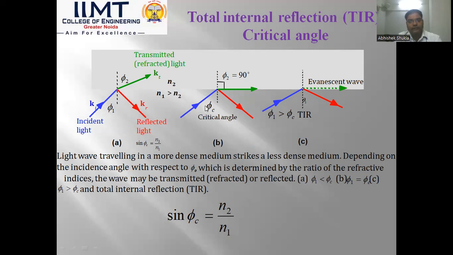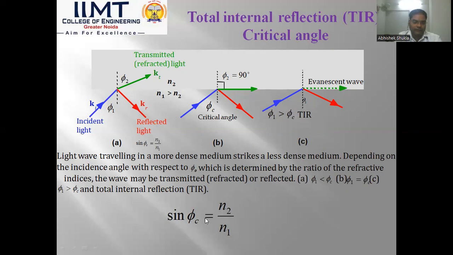Again, if we throw the signal such that the transmitted or refracted ray forms a 90 degree angle, then that angle is said to be the critical angle. Beyond that, if our incident angle phi 1 is greater than the critical angle phi c, then the ray reflects back in the same medium. This means the light ray reflects back in the core medium. It does not fall into the clad. This phenomenon is the basic principle of total internal reflection.